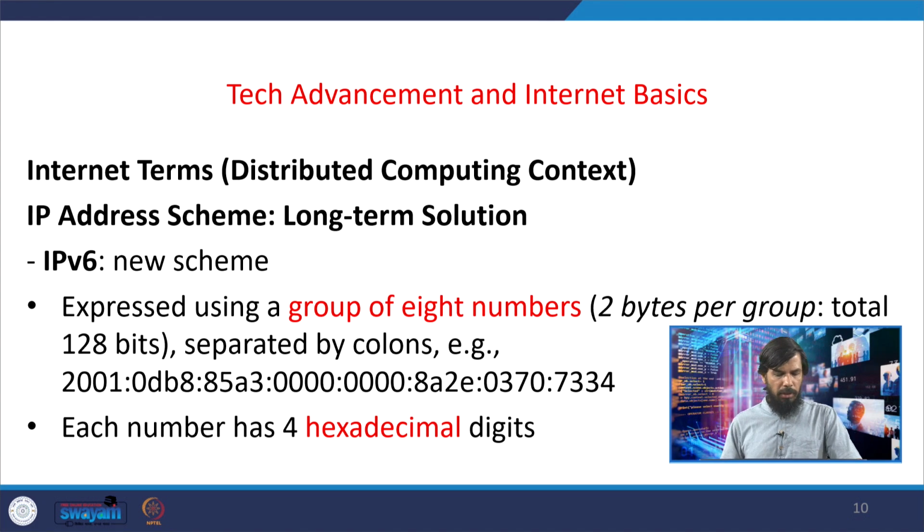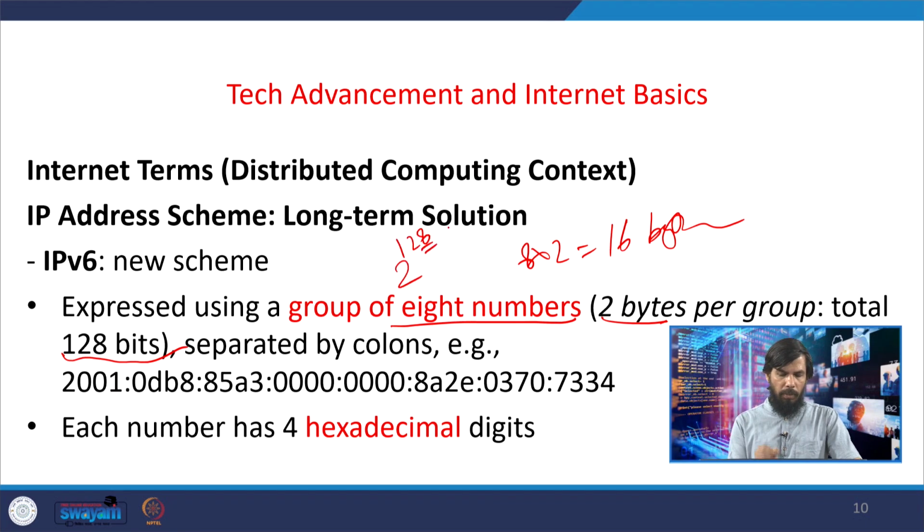So, how is it expressed? It is expressed as a group of 8 numbers, and each number has 2 bytes, so in total there are 8 numbers of 2 bytes. So, there will be 16 bytes, and therefore there would be 128 bits, and because of that 2 to the power 128 possible addresses are there in IPv6, and it is separated by colons. So, IPv4 was dotted decimal notation. Now, here it is colon-separated hexadecimal notation.